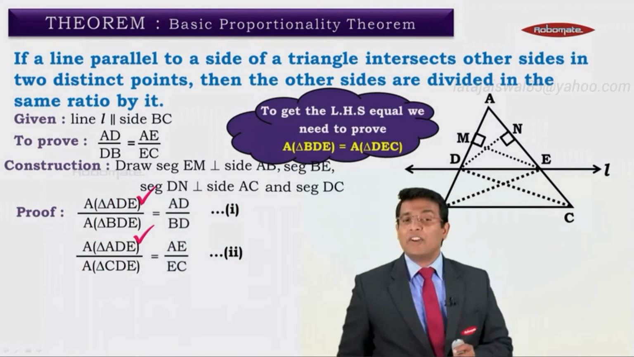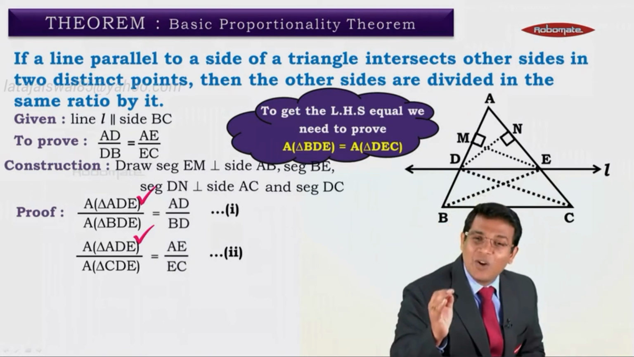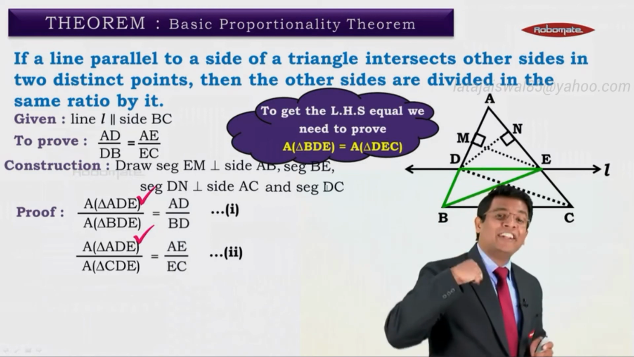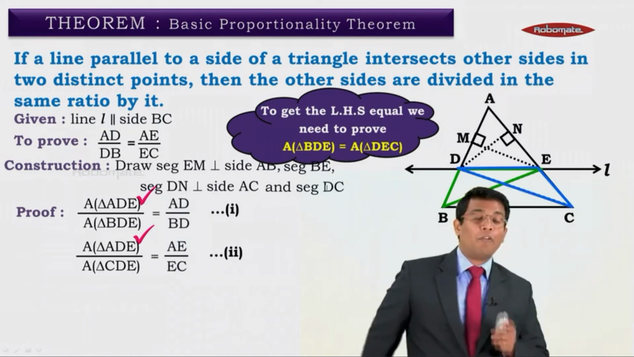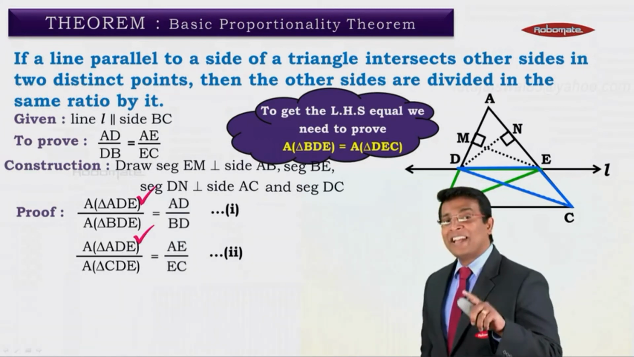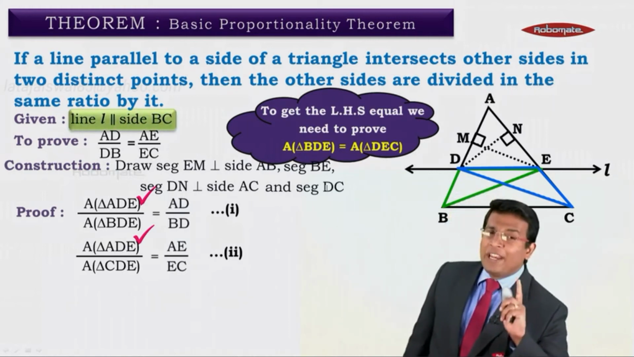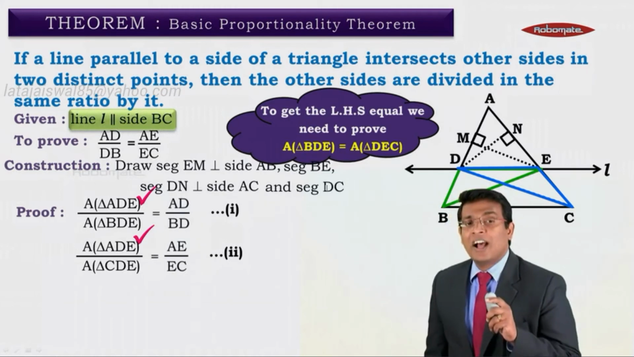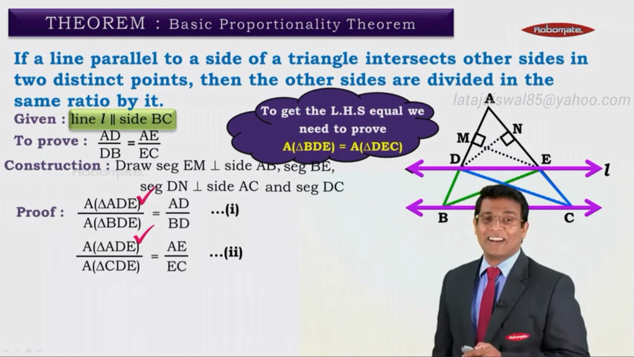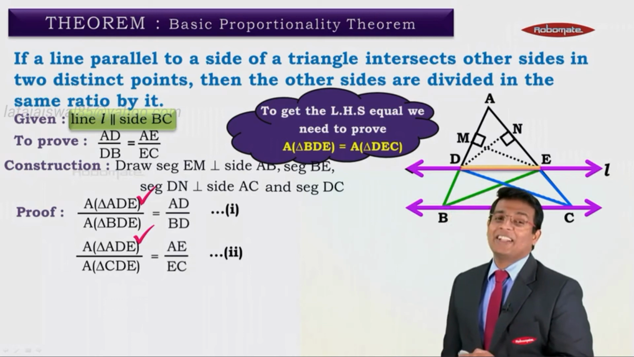So somehow we need to get the area of triangle BDE and the area of triangle DCE to be equal. If you look at those two triangles, triangle BDE which I've highlighted there, and the other one, triangle DEC, we want the areas of these to be equal. If we want the areas to be equal, we need the heights and the bases to be equal for both the triangles. We have been given that these two triangles are between two parallel lines. Observe, because we have line L and BC to be parallel. So these two triangles lie between the same parallel lines, and that means the heights are equal.